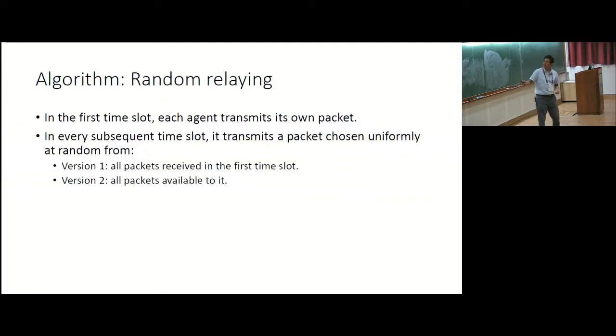So what happens? In the first time slot, everybody sends their own packet. Some random subset of others receives them. And in subsequent time slots, they will pick a packet randomly to relay.